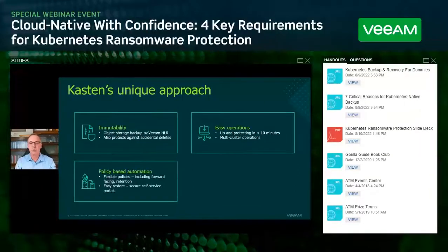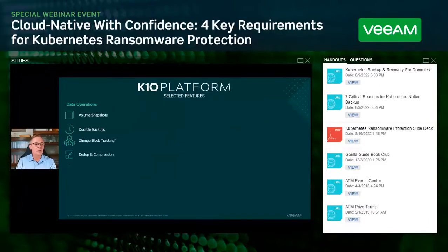If we look at the next requirement, policy-based automation, you need a way to make sure that I can both automate the protection of data, but maybe equally important for rapid recovery, that I can automate the recovery of that data, either in the same location, that is on-prem, or off-prem to another data center or to a cloud.